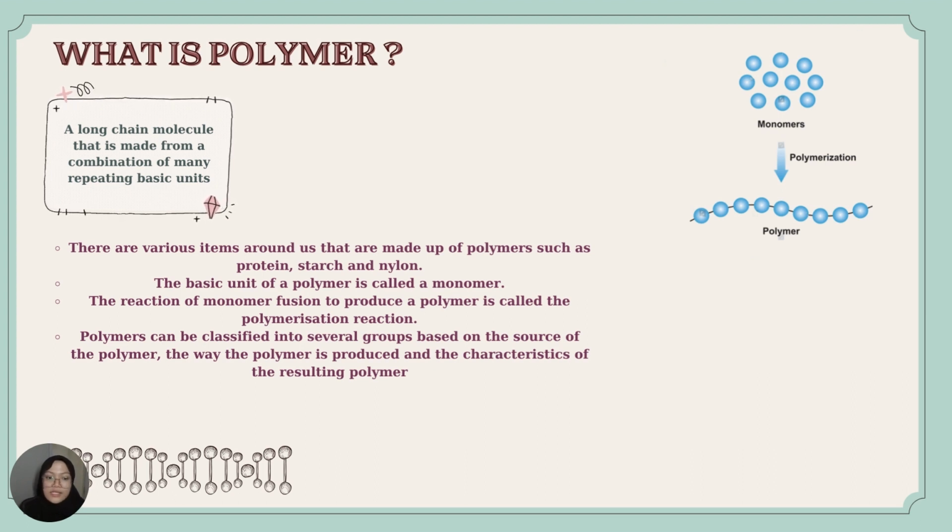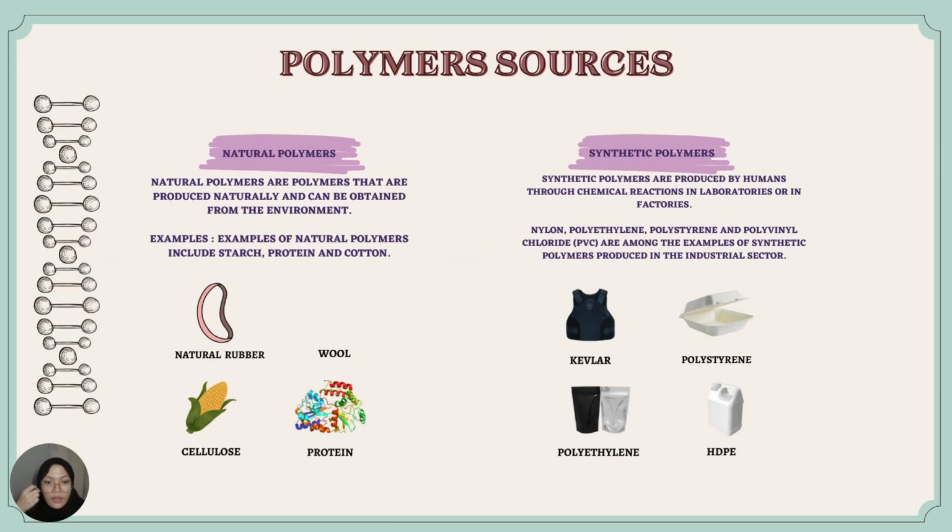Polymerization can be classified into several groups based on the sources of the polymers, the way the polymer is produced, and the characteristics of the resulting polymers. Polymer sources are of two kinds. The first one is natural polymers and the second one is synthetic polymers.